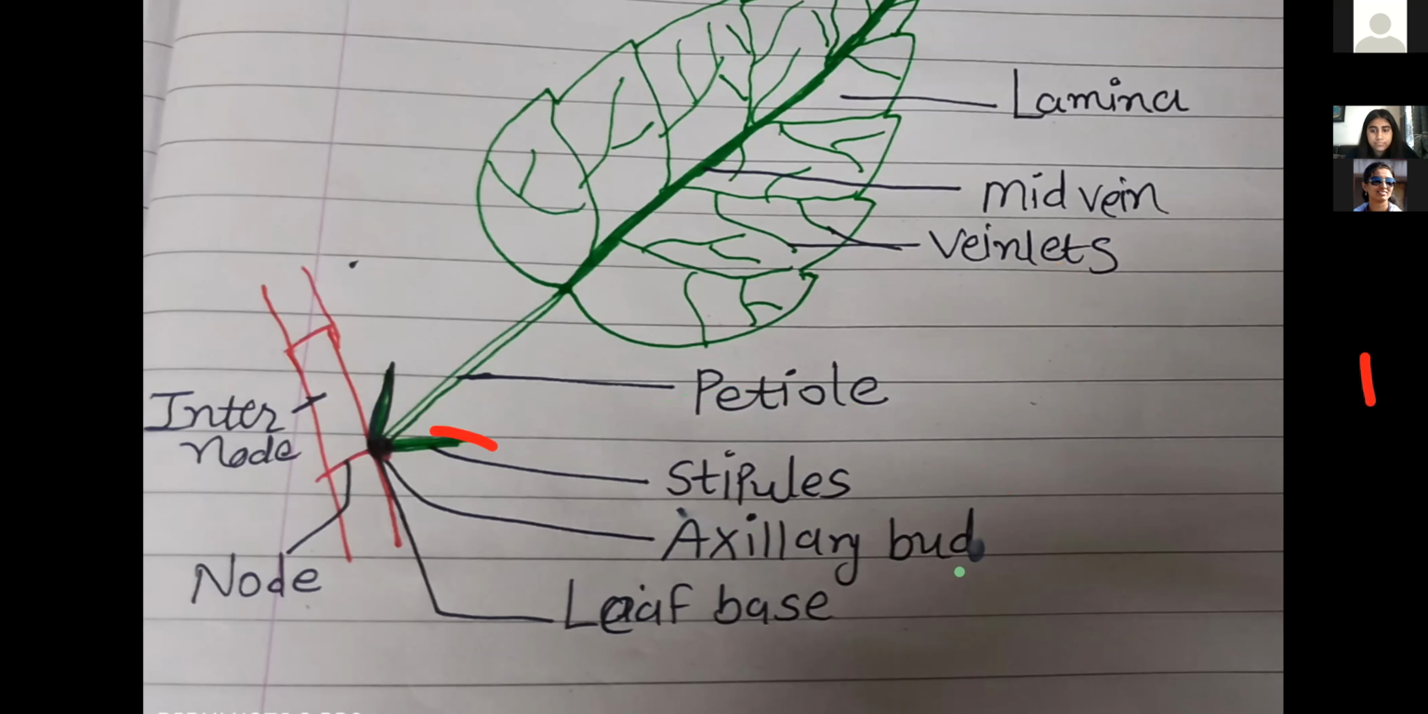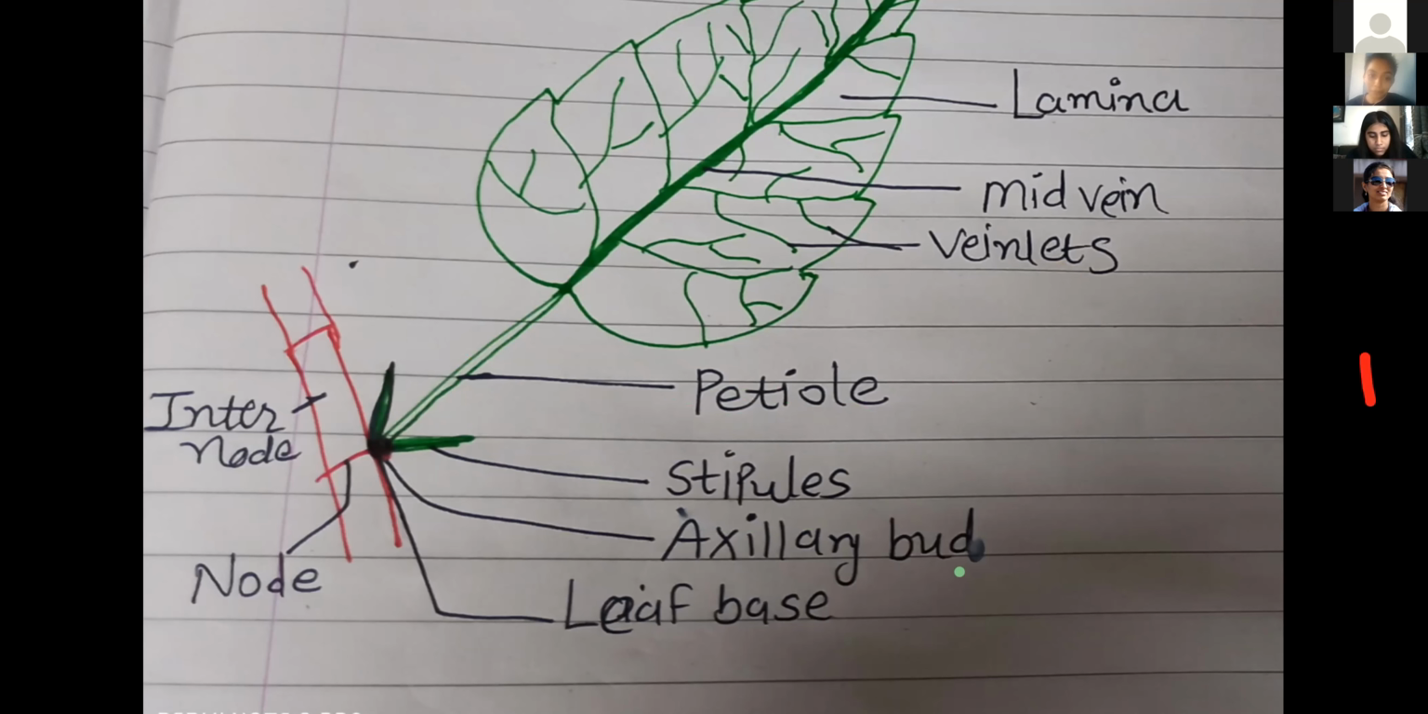So leaf base, in a typical leaf structure, the first structure is the leaf base. Leaf base shows the attachment of the leaf to the stem. Next, with this structure we call stipules. They are greenish in color, small leaf-like structures. This stipules may or may not be present with the leaf. If present, we call stipulate. If absent, we call exstipulate.